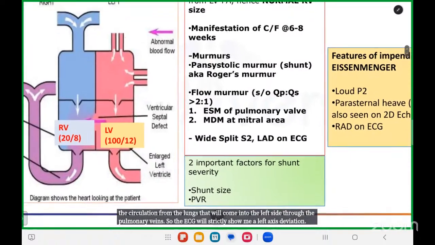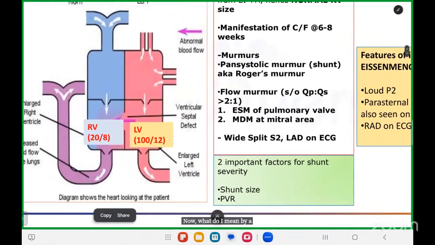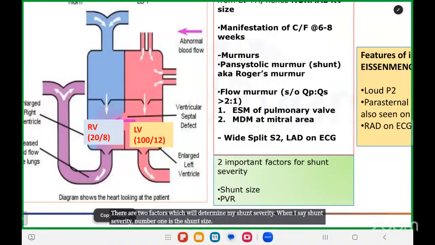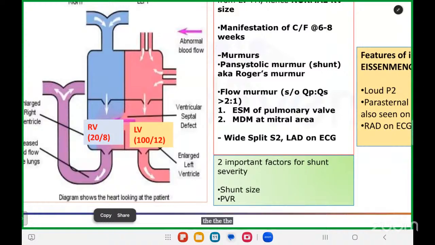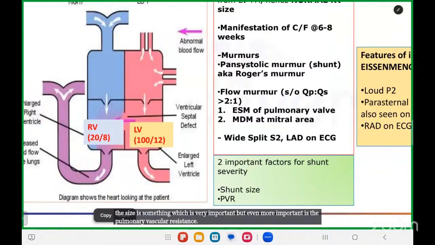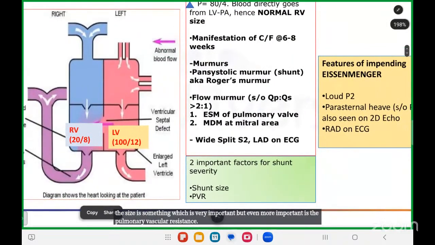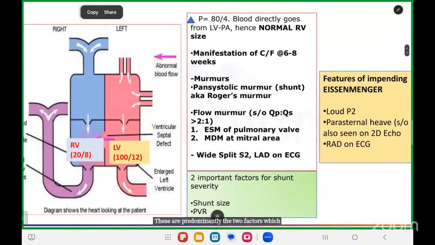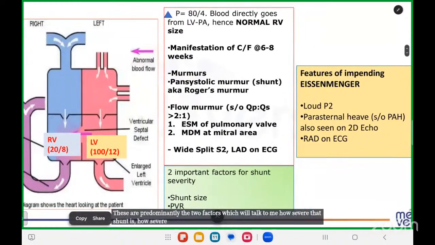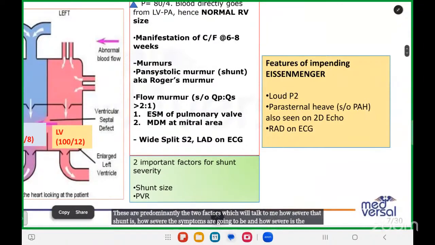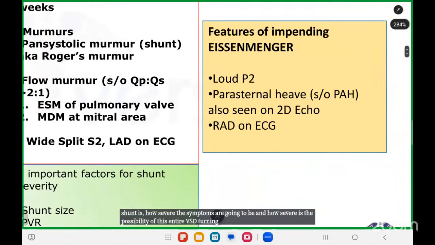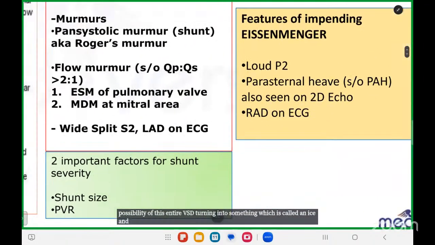Now, what do I mean by a severe shunt? There are two factors which will determine my shunt severity. Number one is the shunt size. The size is very important, but even more important is the pulmonary vascular resistance. These are predominantly the two factors which will tell me how severe that shunt is, how severe the symptoms are going to be, and how severe is the possibility of this entire VSD turning into something which is called an Eisenmenger syndrome. What is Eisenmenger syndrome?